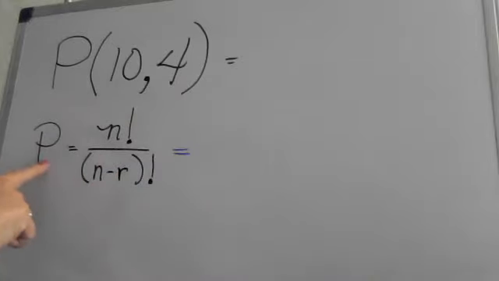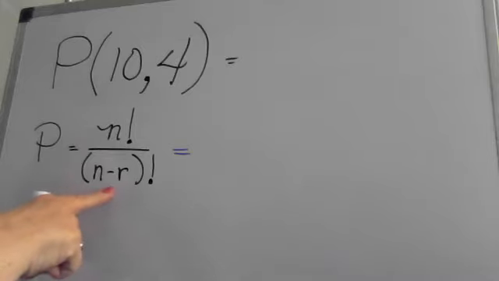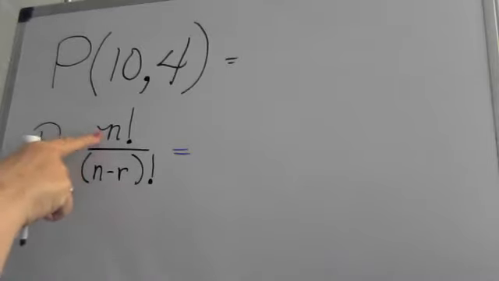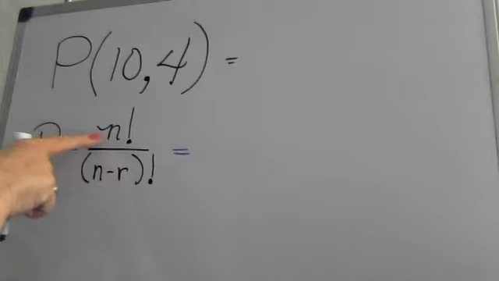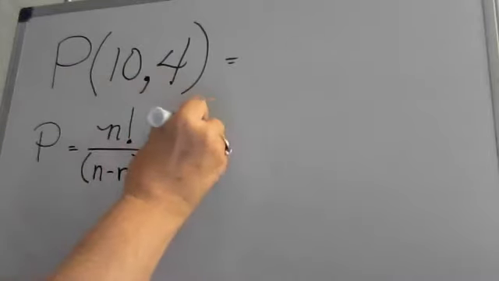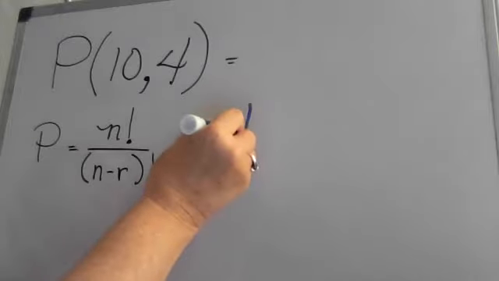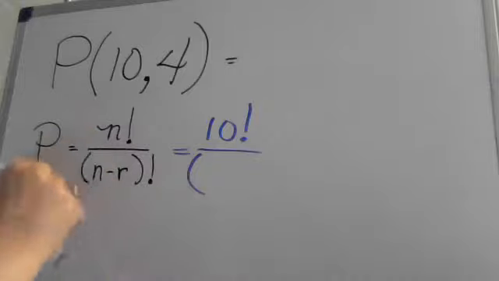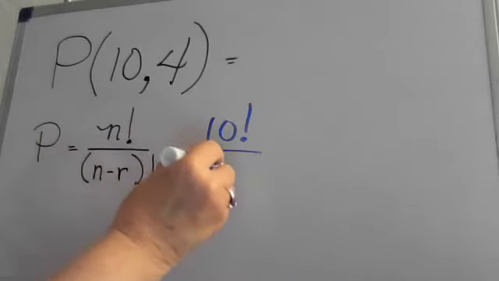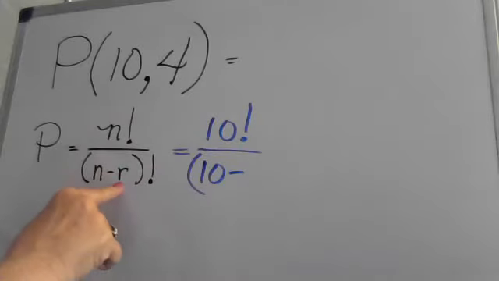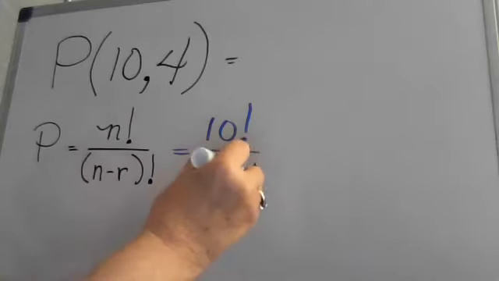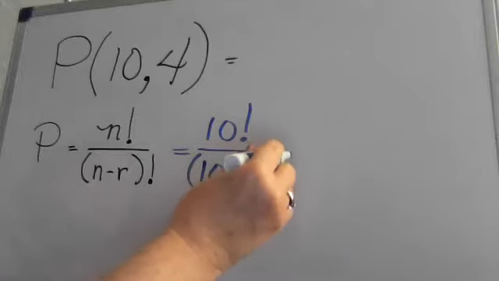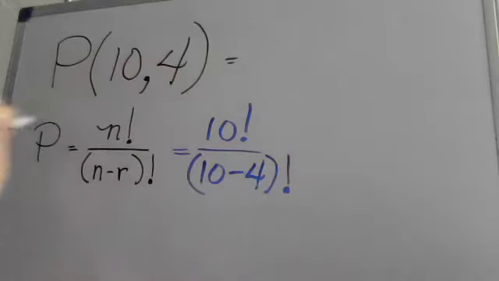So if we're working with permutations, we have to use the permutation formula. Now, what is our n? How many things are we dealing with? 10. 10. So on top, I have a 10 factorial. On the bottom, I'm going to plug in. The n is the same. So 10 minus an r is 4 factorial. Are y'all with me so far?